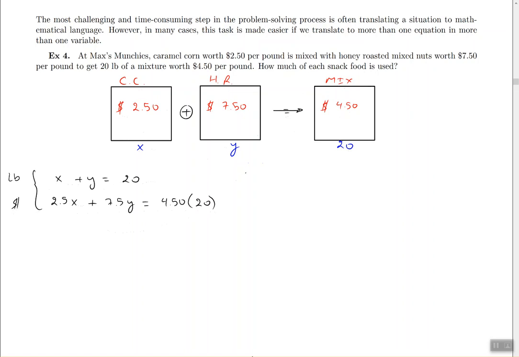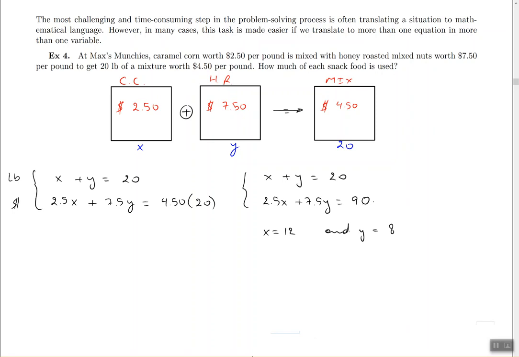And so now I'm going to rewrite the problem one more time to make it look a little bit better. So x plus y is equal to 20. And then 2.5x plus 7.5y is going to be equal to 20 times 4.50, which is going to be, at the end, 90. Now we can decide whether we're going to solve this problem using elimination or substitution. It's up to you, it doesn't really matter, just pick one. In this problem, x turns out to be 12 and y turns out to be 8.